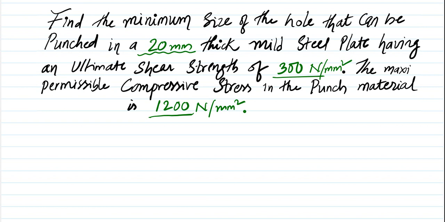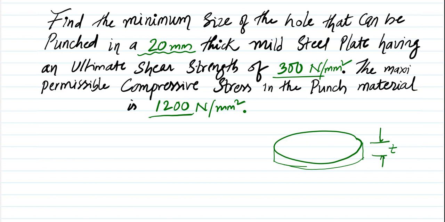Okay, so let me assume here there is a sheet. The sheet has a thickness, say T is the thickness of the sheet, and it will be punched. It means there is a press tool, that is a blanking press, which is used to make the hole in the sheet. So the punch, say this is a punch.